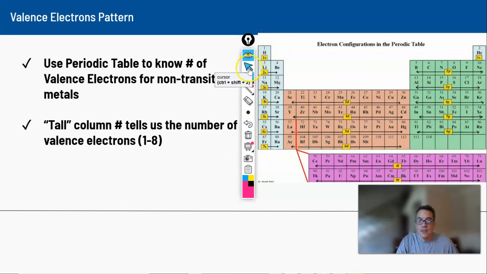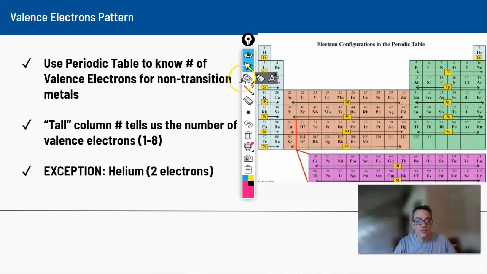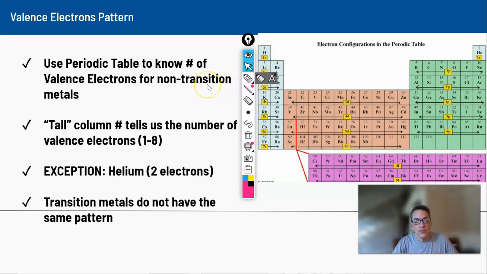Because the groupings are going to be based on the number of electrons they have, and the number of valence electrons is going to be consistent within a column. Again, helium is going to be our exception. Transition metals don't have quite that same pattern. We don't spend very much time with them, and so sometimes we have to look those up.